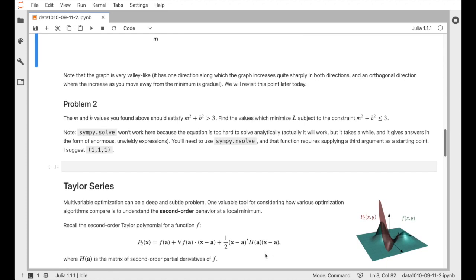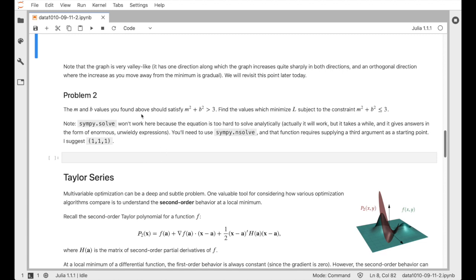Okay, so let's put an extra wrinkle in. The values that we found above have the property that if you square and sum them, you get a result bigger than 3. And someone might ask you to find an m and a b value that minimize the loss function subject to the constraint that m squared plus b squared is less than or equal to 3. And we'll see next class an example where we do want to put a constraint like that and it has some practical benefit.